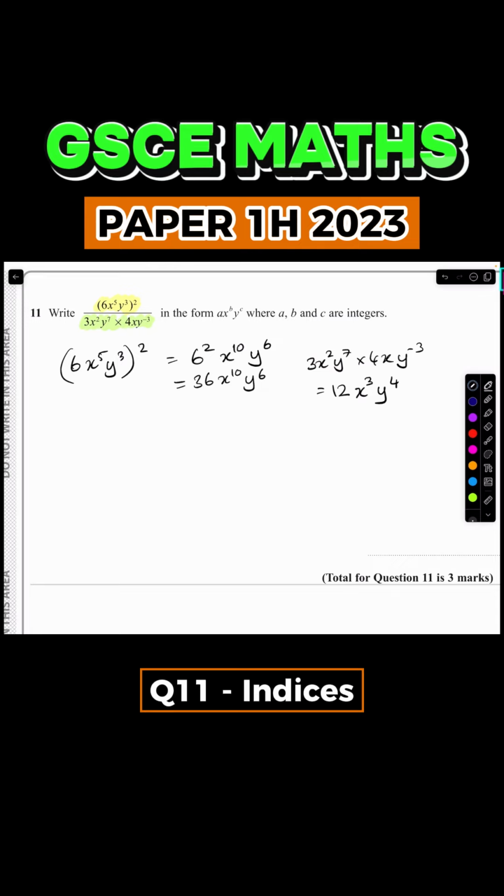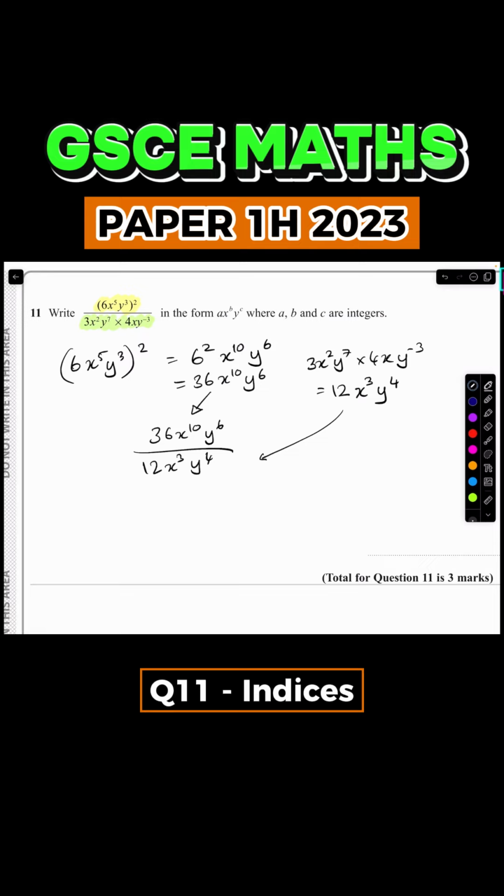And that's the bottom. Now, if we put them on top of each other, this one was on the top, so that's 36x to the 10, y to the 6. And that one was on the bottom, so 12x cubed, y to the power of 4. Now we're ready to do the next part. So the next part is division here.